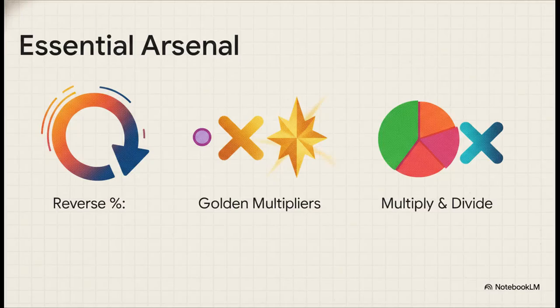Let's quickly run through 3 more absolute essentials for your arsenal. First up, reverse percentages. When you have the final price and you need the original, don't waste time setting up algebra. Just multiply the final number by 100 over 100 plus the percentage. Done. Next, the golden multipliers. This is a real game changer. Think of a 20% increase, not as adding, but as just multiplying the whole thing by 6/5. A 10% decrease, you're just multiplying by 9/10.